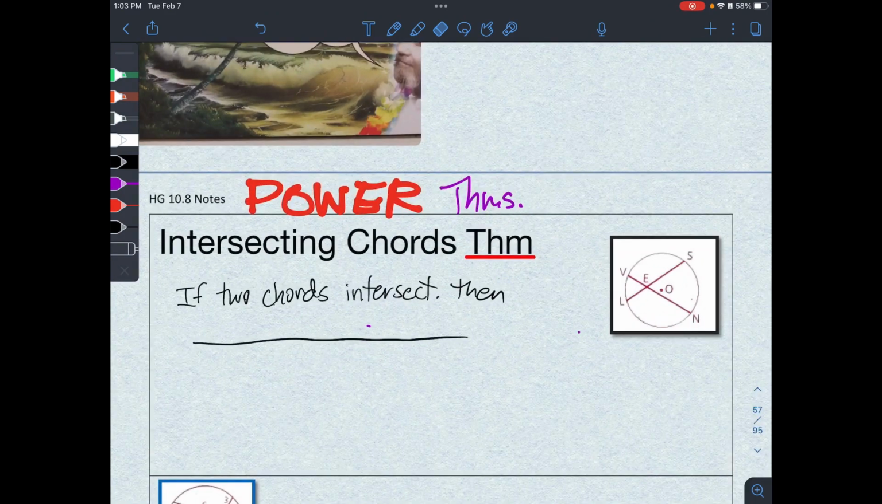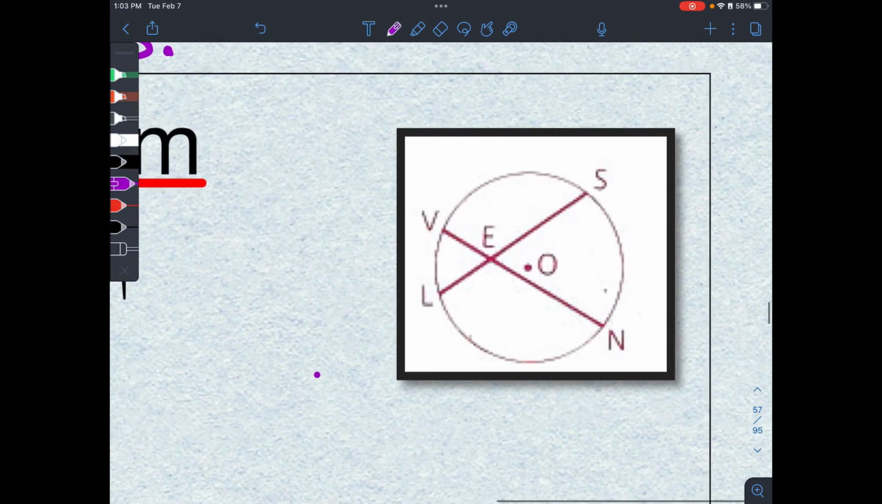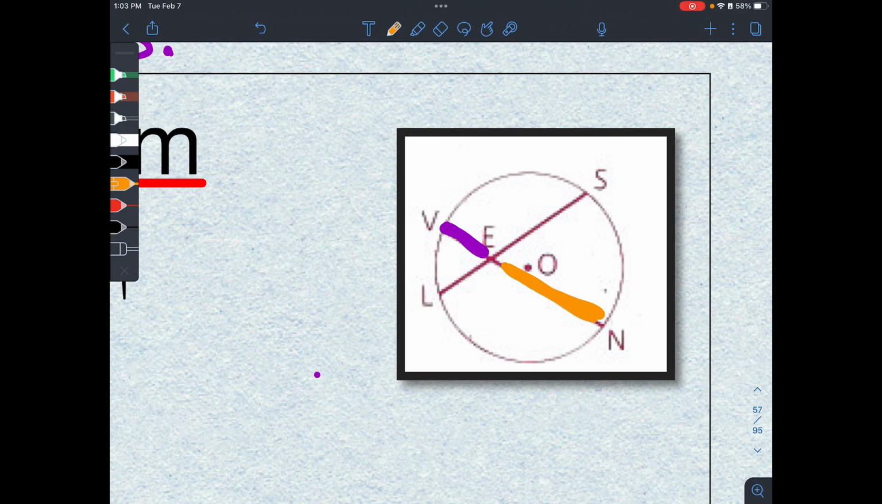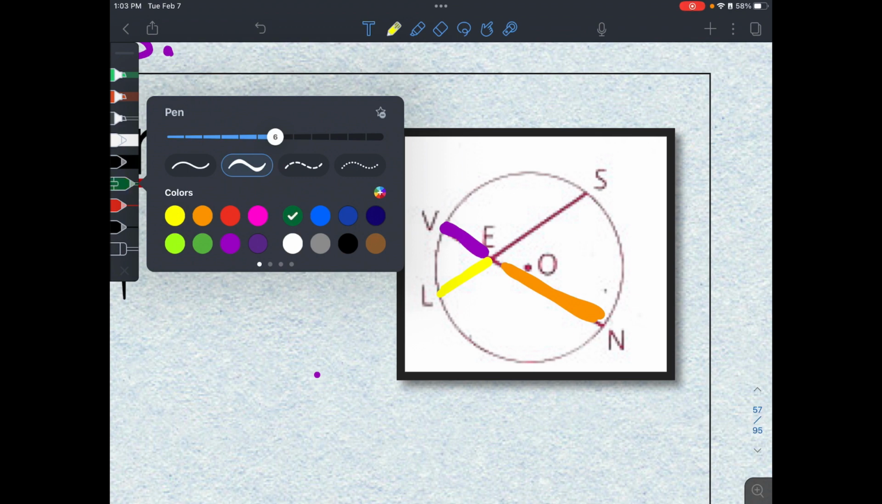All right, so we call this one the intersecting chords theorem. If two chords intersect, then the product, what does product mean? It means multiply. The product of the parts are equal. What do I mean by the parts? So this piece times this piece is going to equal this piece times this piece.